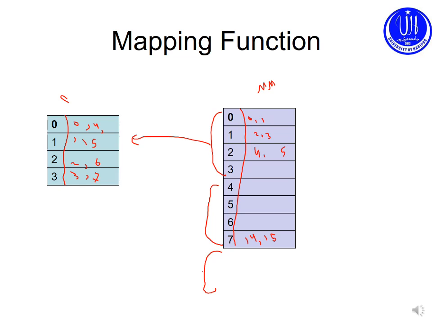But if there are more blocks in the main memory, for example, 8 comes here, 9 comes here, 10 comes here, and 11 comes here. If you look at this example, 0, 4, 8 are fixed here, 1, 5, 9 fixed here. If we divide 0 by 4, 4 by 4, 8 by 4, each will give remainder 0. Okay, we will talk about it in the next slide.